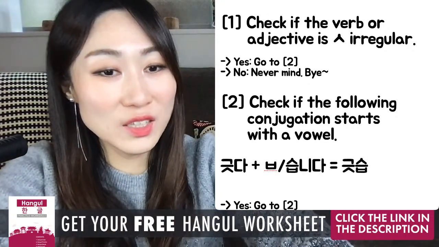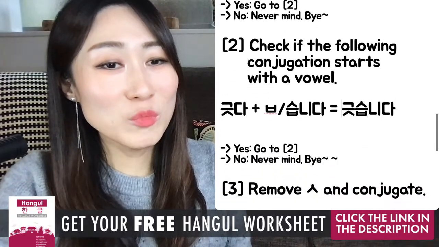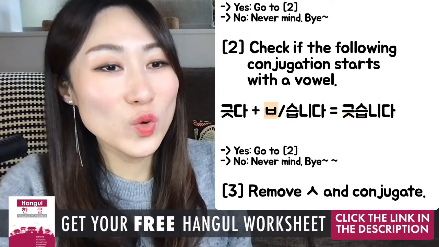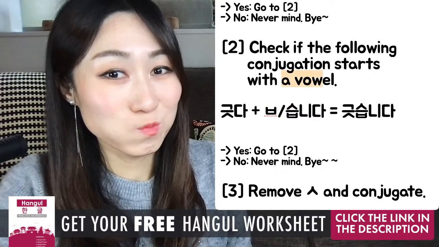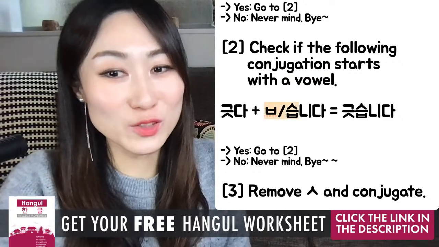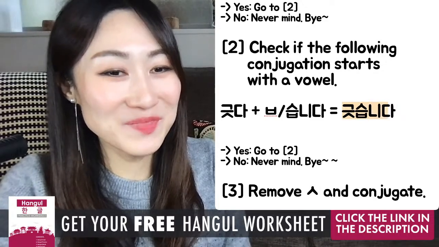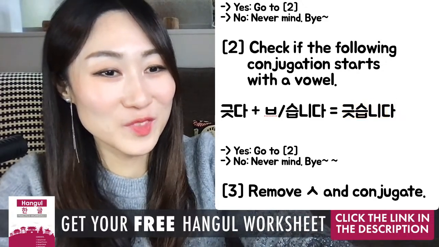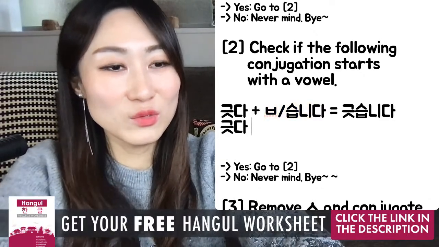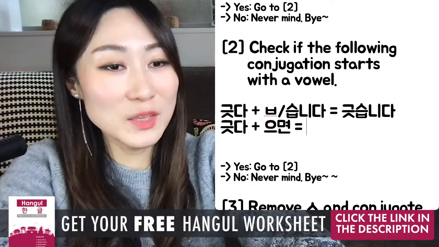It should be 긋습니다. Teacher, you said I have to remove ㅅ, right? Only when the conjugation starts with a vowel. This conjugation doesn't start with a vowel. These are consonants, right? It starts with a consonant. So I use 긋습니다. But if I conjugate 긋다 with 으면, which means if, it becomes 그으면.